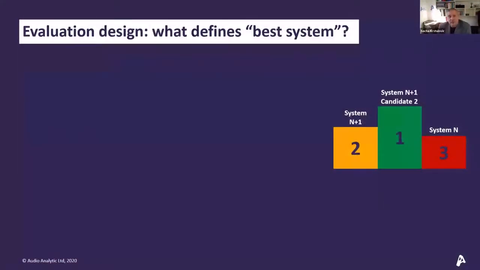So in terms of evaluation design, what defines the best system? We say we want the best system, but okay, what does it mean to have the best system? And that's a crucial question, because if you have a baseline system, system N, and then you have two candidates for your next generation, you want to make sure that your next candidate is not going to regress, and is going to be the best one that you can choose. But again, what does that mean?